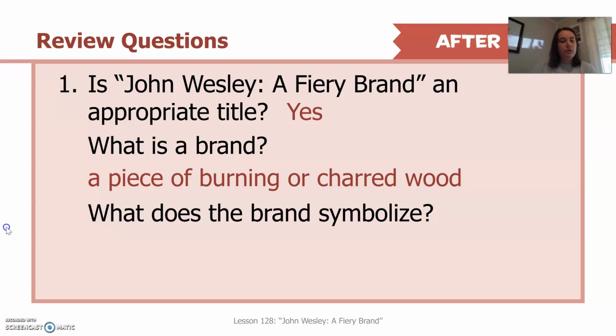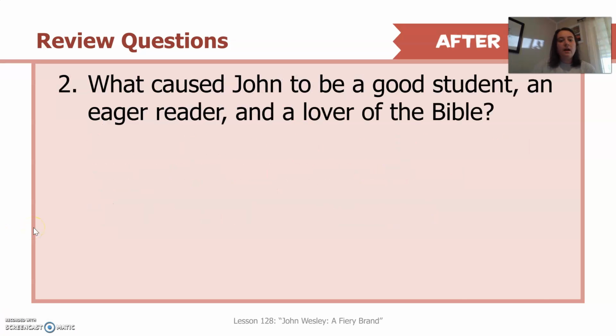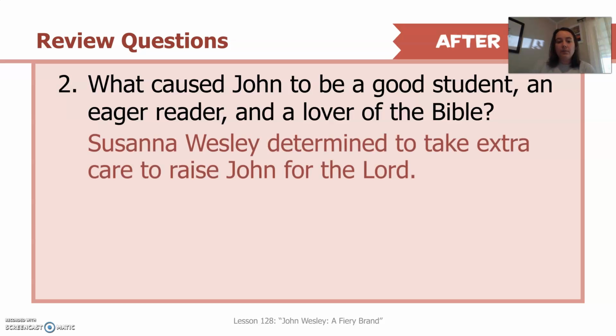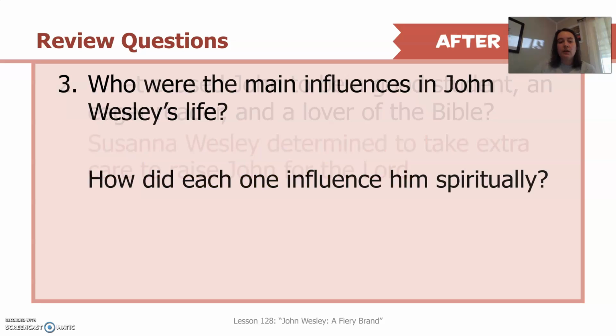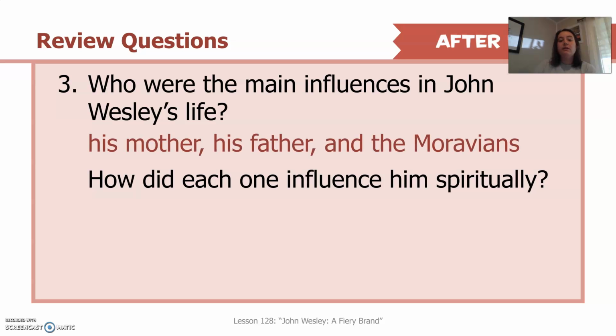Then for number 2, what caused John to be a good student, an eager reader, and a lover of the Bible? Well, Susanna Wesley, his mom, determined to take extra care to raise John for the Lord. She taught him about those things. Number 3, who were the main influences in John's life? His mom, for sure, his father, and the group of people, the Moravians. How did each one influence him spiritually?